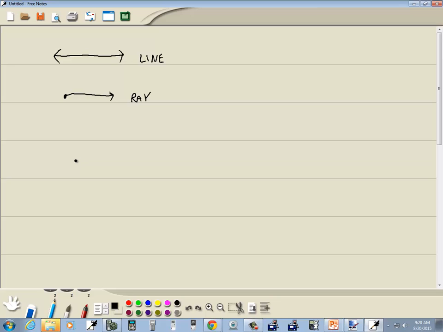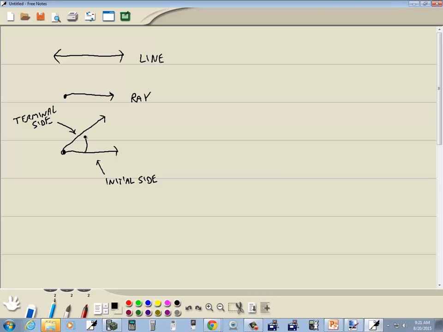For example, let me draw this. Now this right here is our initial side. We're going to keep that initial side, but we'll make a copy of it and then we'll rotate it. So we'll rotate it up like this. While this is our initial side, this is our terminal side. So that's our terminal side.